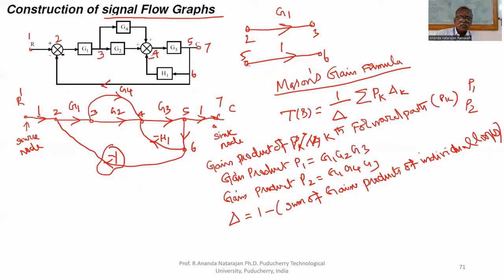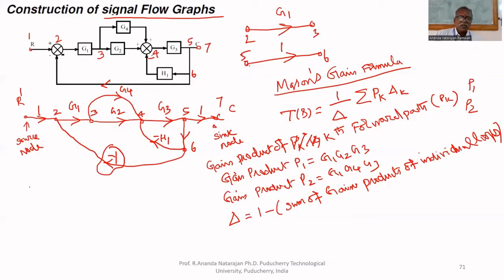Loop means, suppose you are starting at 2, I am traveling like this: 2, 3, 4, 5, 6, again 2. That is one loop. Another loop: 2, 3, G4, 4, 5, 6, 2. Another closed loop. One more loop: 4, 5, 6, 4. These are all loops. The gain product of a loop means whatever gain you mentioned, you multiply all those things.